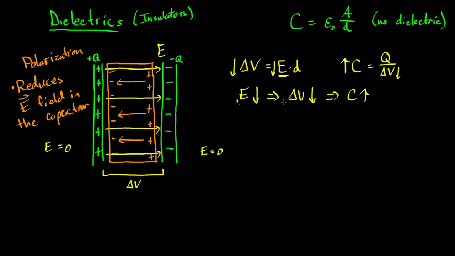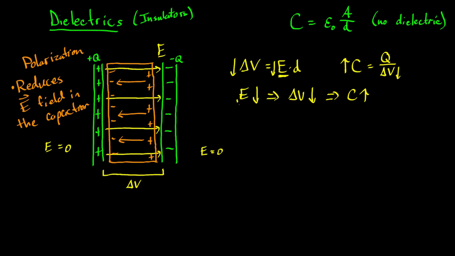Now keep in mind, this is not a potential difference that's applied. This is when it's fully charged. It's not like if I hook it up to a 9 volt source and reduce it to 6 volts, that's going to change the capacitance. That's not what it means. It means that I've charged it up to whatever it could hold, and then we put in the dielectric, and it's going to increase the overall capacitance.